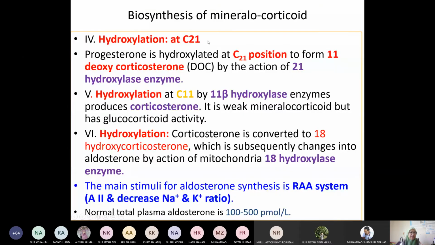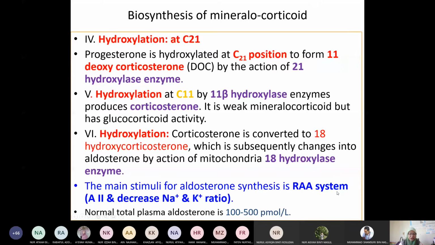Next, a hydroxylation reaction occurs at carbon 21. So you can see that 21 hydroxylase enzyme forms 11-deoxycorticosterone. Please check the detailed reaction in the picture I showed before. Hydroxylation reaction, next step, at carbon 11 by the 11 beta hydroxylase enzyme, producing corticosterone. Corticosterone is actually a weak mineralocorticoid, but it also has glucocorticoid activity. That means it has anti-inflammatory actions, and some gluconeogenic action involved in gluconeogenesis. And then the last step, a hydroxylation reaction, and you add the carbon number 18, and finally you get the mineralocorticoid.